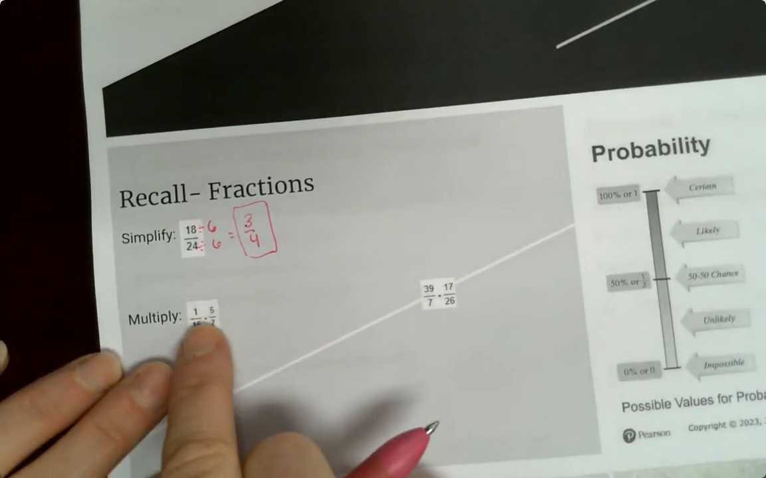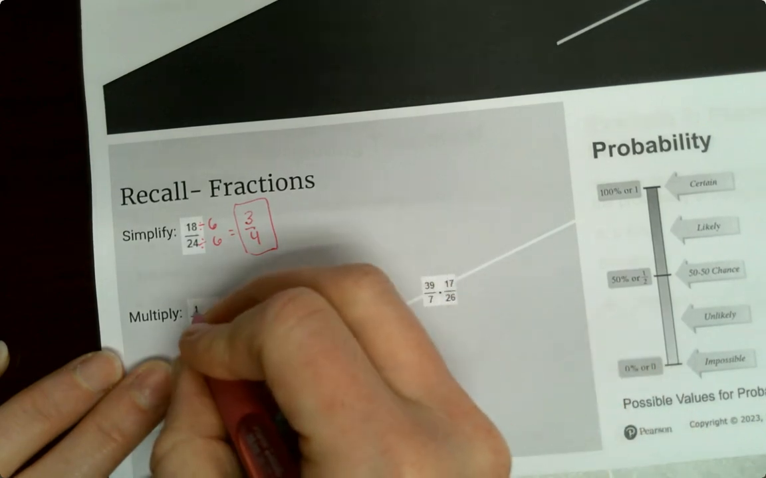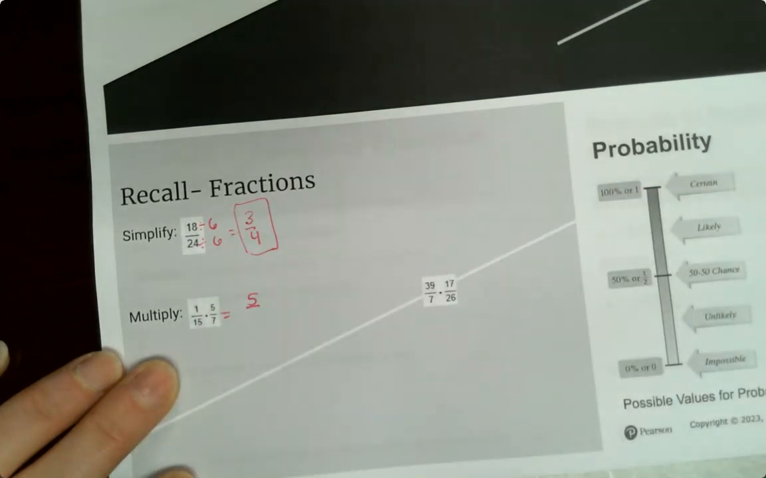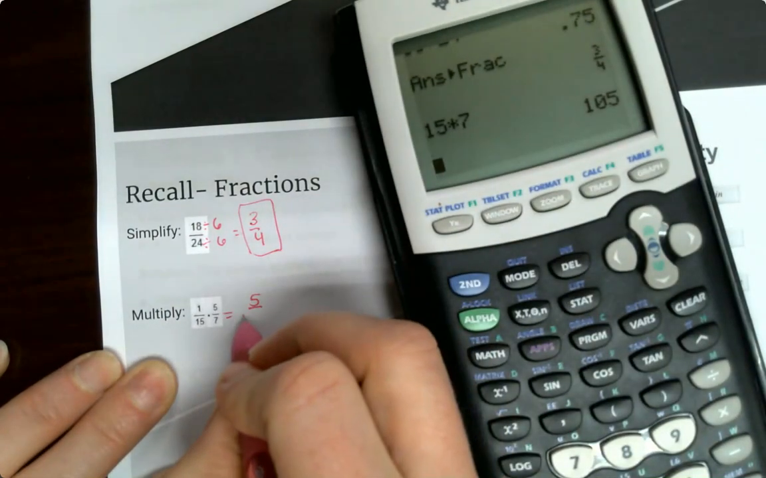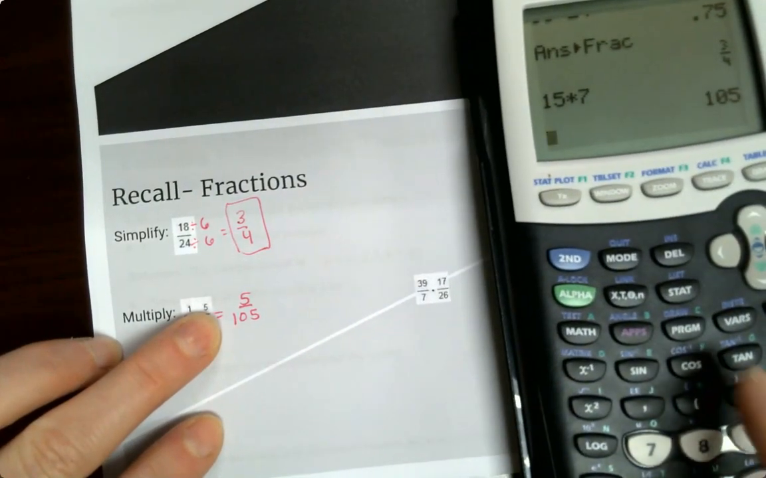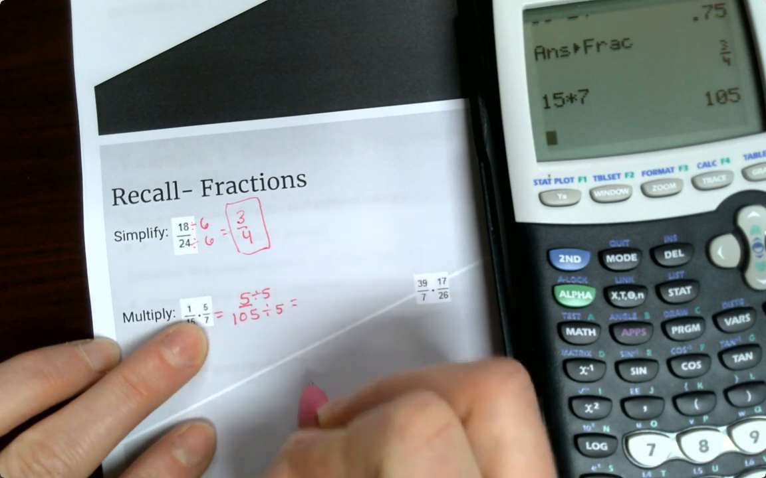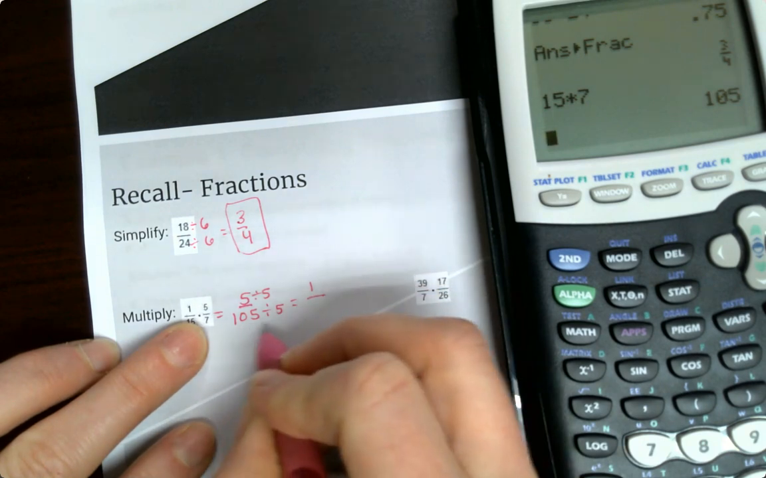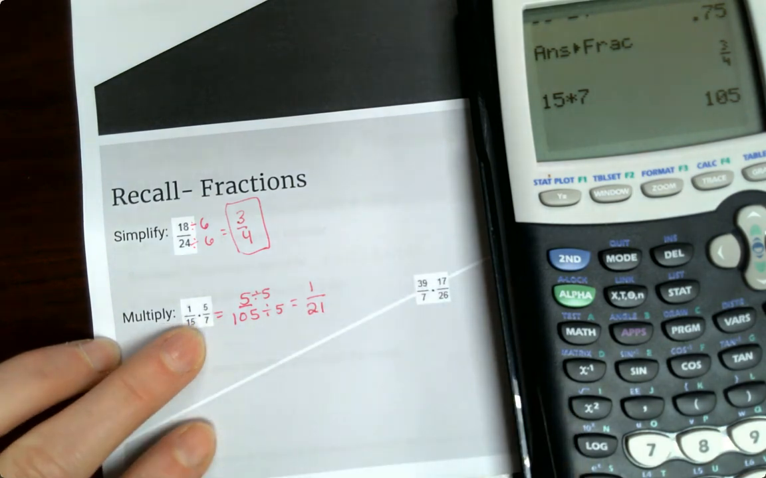Okay, multiplying fractions, you multiply top times top over bottom times bottom. So 5 times 1 is 5. 15 times 7 is 105. Then I see that they both are multiples of 5, so I'm going to divide by 5. And that's 1. 5 goes into 120 times, so we have one more, so that's 21.